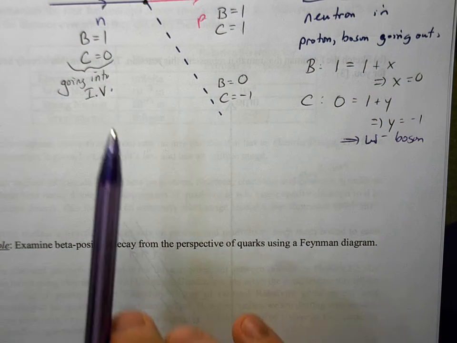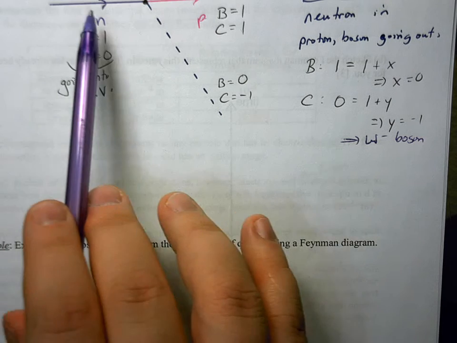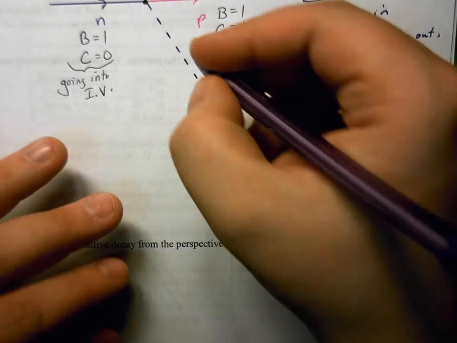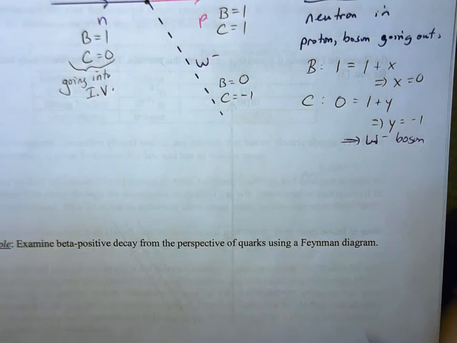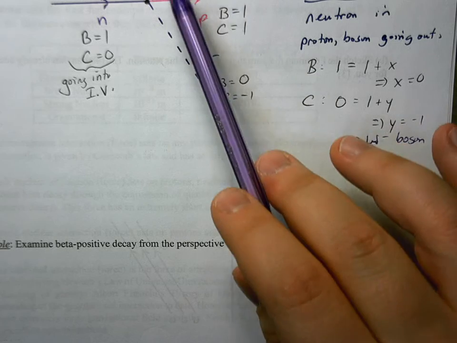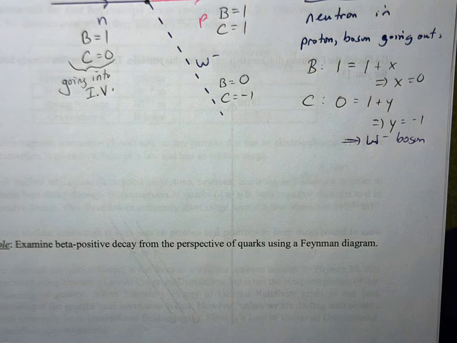So what we're saying in this case is that in a beta negative decay, this neutron is going to decay into a proton and then a W negative boson. But that's not the end of the story. In this decay, we also have to deal with the electron and the antineutrino. Well, they themselves are going to decay from this W minus boson.